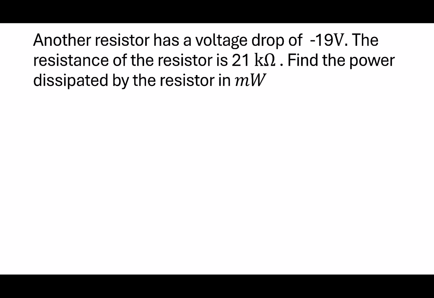Our second example says another resistor has a voltage drop of negative 19 volts. The resistance of the resistor is 21 kilo ohms. We want to find the power dissipated by the resistor, and again we're going to write the answer in milliwatts. This time our formula is P is V squared over R, which means we have P is negative 19 V squared over 21 kilo ohms.